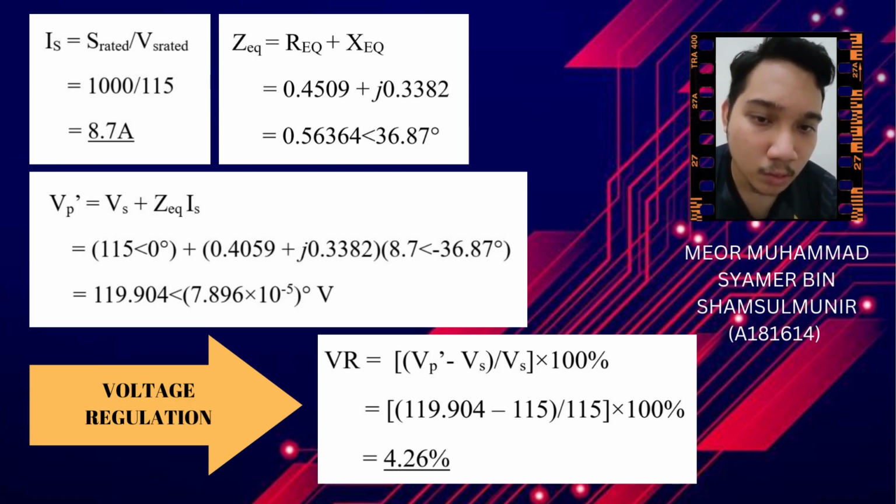After we calculated all the required values, finally we can calculate the voltage regulation. We can find the value of voltage regulation with the equation Vp prime minus secondary voltage divided by secondary voltage times 100%. From this equation, we will get the value of voltage regulation of the circuit equals to 4.26%.